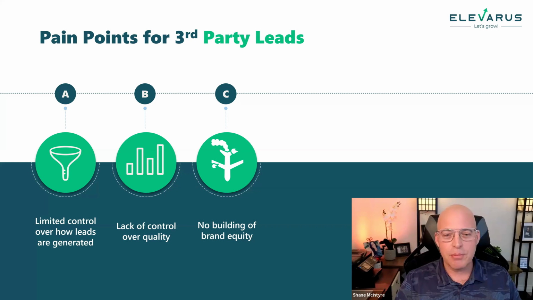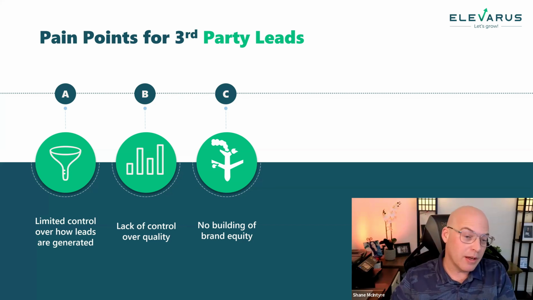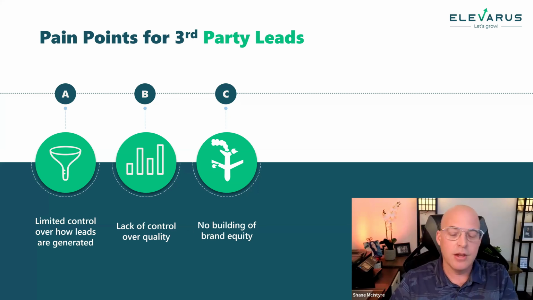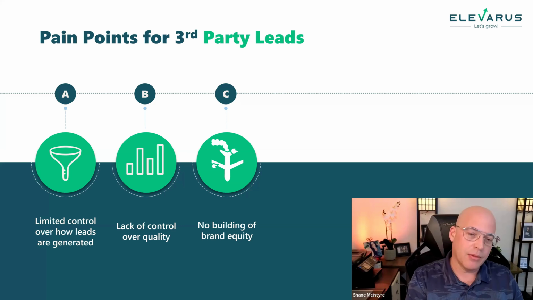There's no building of brand equity. Like, when you're buying third-party leads, you're building that publisher's or that affiliate's brand equity. If you're buying from LendingTree, if you're buying from FreeRate, these are great companies, by the way, but you're really building their brand. You're not building your own brand. There's no brand equity when you're buying third-party leads.